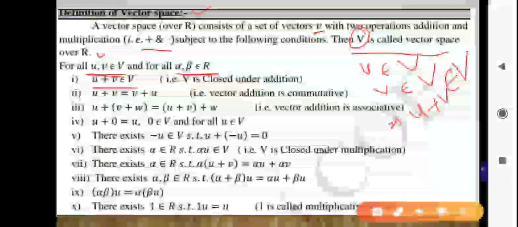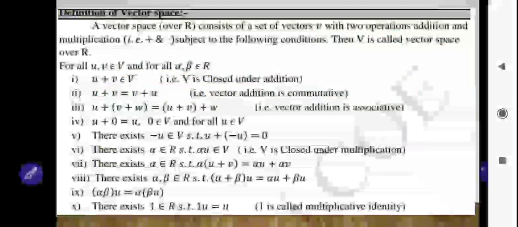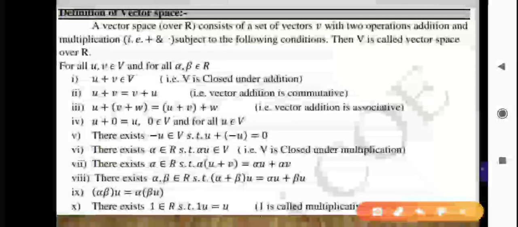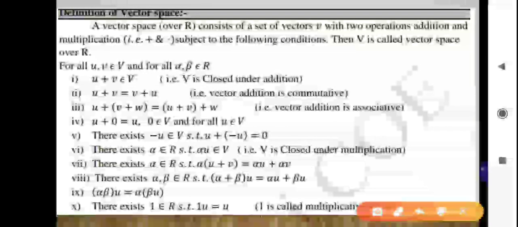That means whatever addition of these two elements you did, that new element also must be included in the set of capital V. That is the first property, also called closed under addition. Then second property, u plus v is equal to v plus u, that is, vector addition is commutative in the vector space.